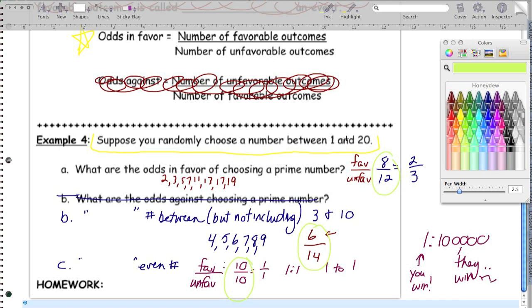Okay? Again, we're going to do more hands-on stuff and some practice applications, but these are the key notes that we need to understand probability and odds.